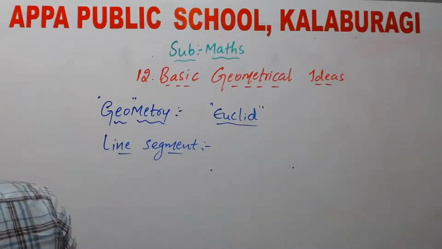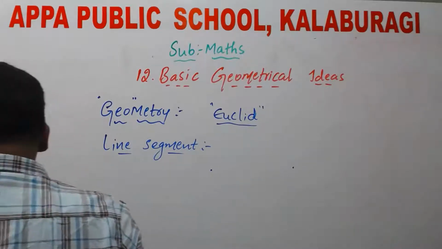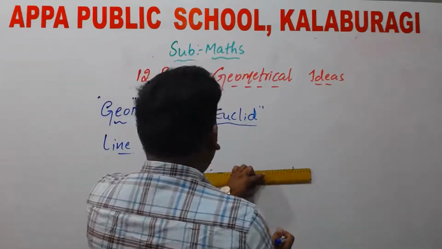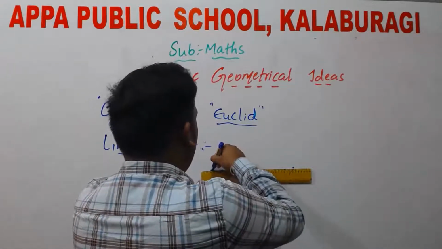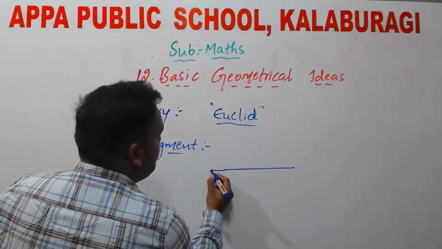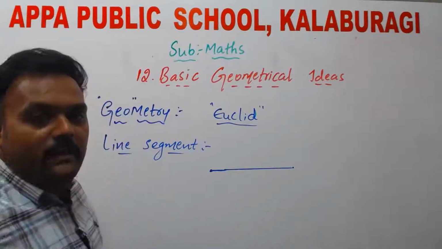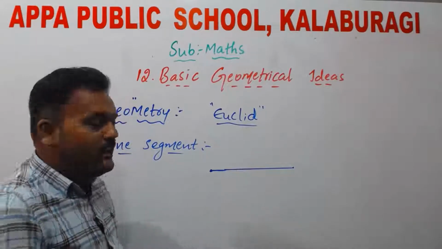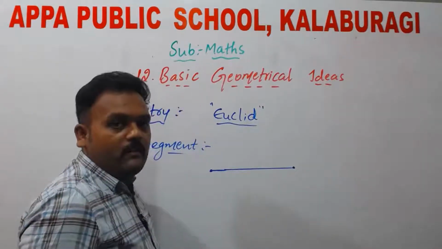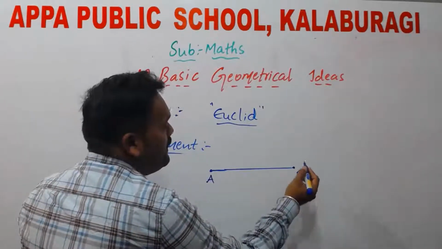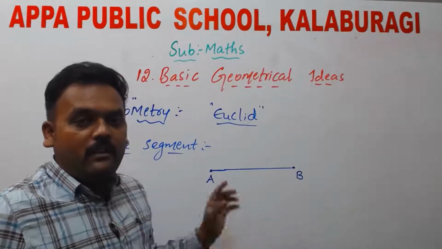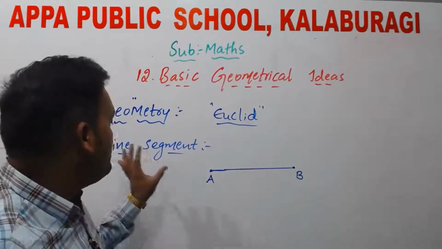See, by ruler, a line segment is a straight line. For example, I'll take a ruler. A line segment is a straight line. It has a beginning and it also has an end. See, I'll give the names A and B. A line segment is a straight line. It has a beginning and it has an end. That is called a line segment.